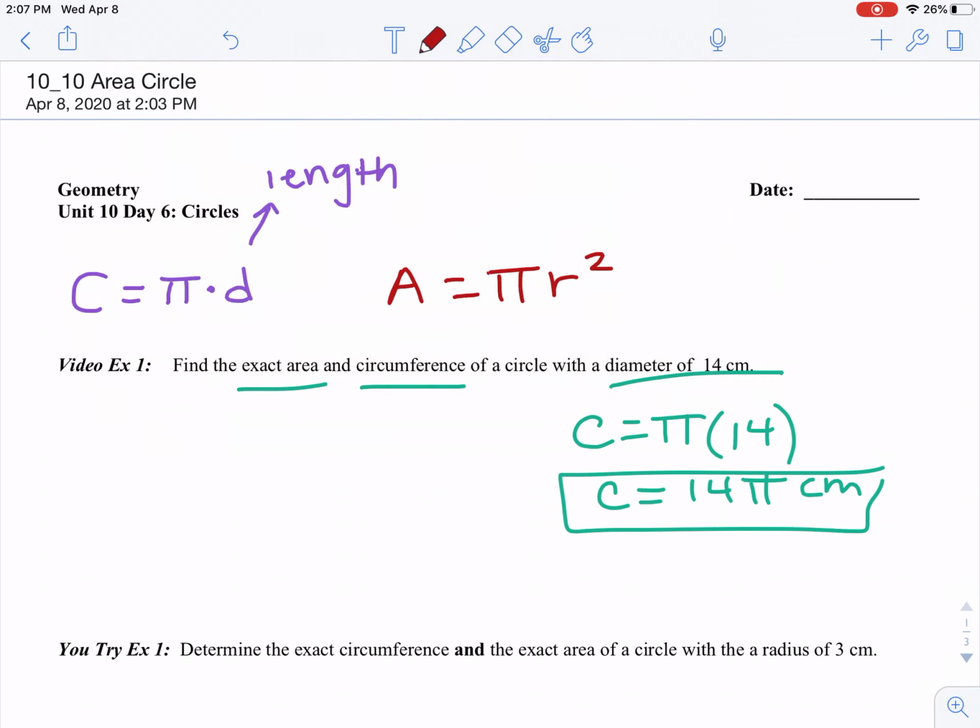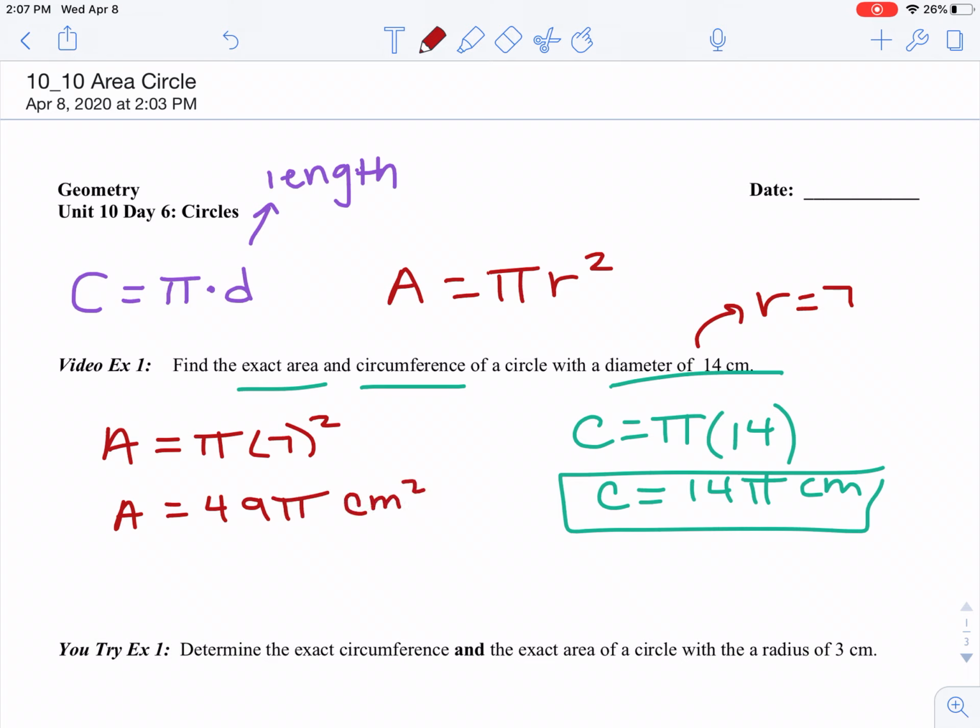However, to be able to get the area, I need to know the radius. If the diameter is 14, the radius is going to be half of that. So it's 7. And so my radius here is 7, and I'm substituting it into my area formula of a circle. And that gives me 49 pi. And because it's area, don't forget that I will have units squared, so centimeters squared.